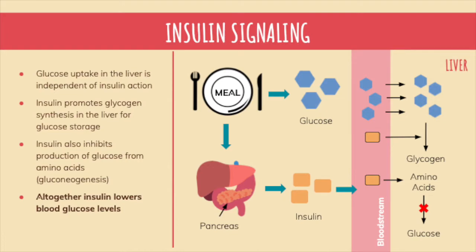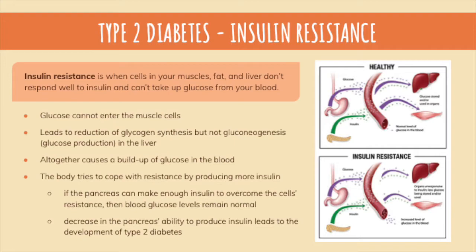So now that we know a bit more about insulin signaling in the body, I'm going to backtrack and talk about type 2 diabetes in terms of insulin resistance. Just to recap, insulin resistance is when cells in your muscles, fat, and liver don't respond well to insulin and can't take up glucose from your blood. In the muscle cells, with insulin resistance, glucose won't be able to enter the cells. And in the liver, insulin resistance leads to the reduction of glycogen synthesis, and gluconeogenesis, the production of glucose, is no longer inhibited since the liver cannot respond to insulin. Altogether, this causes a buildup of glucose in the blood and your blood sugar levels begin to rise.